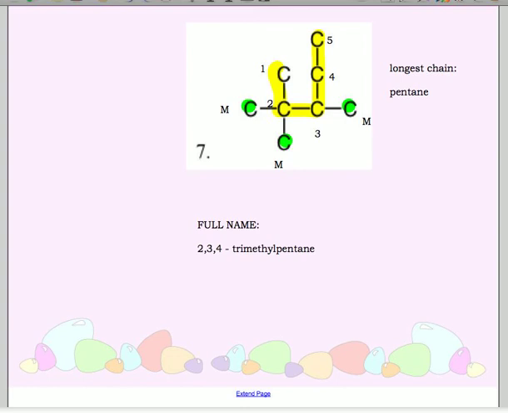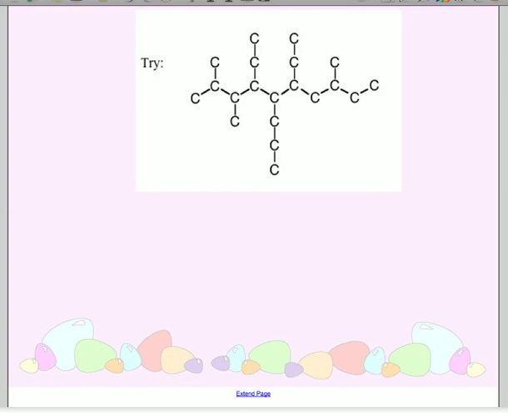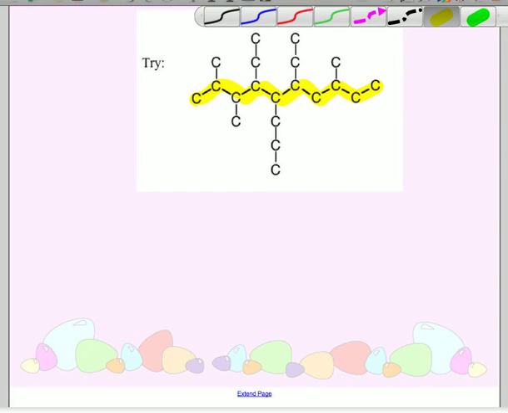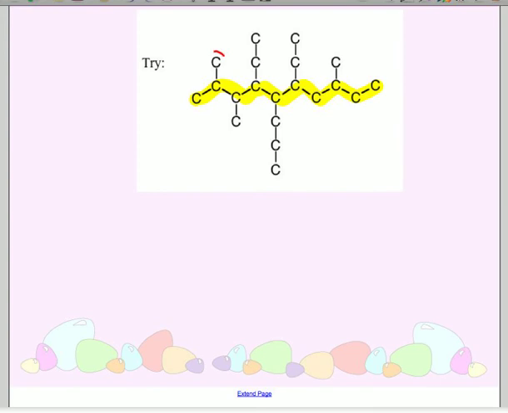And our last one that we're going to practice together is this guy. He's much bigger, so he's fun. But let's do him together. So luckily, his longest carbon chain is very apparent. He's right across. And then we have all sorts of different things here. So I'm going to just do them in different colors. We have a methyl here. We have a methyl here. And we have a methyl here.